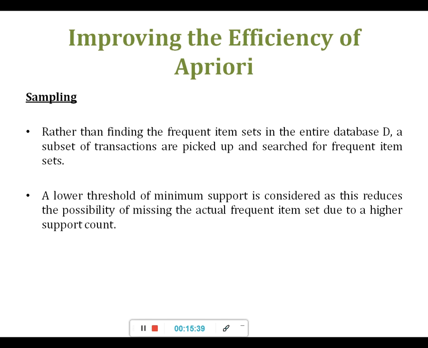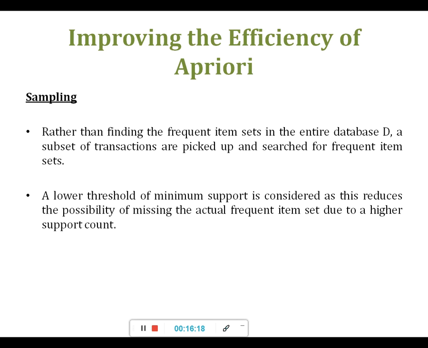How are we selecting the samples? We take a subset of transactions picked from the whole database, and we search for the frequent items in those picked samples only. If we do so, then the minimum threshold that is required will be reduced, which reduces the possibility of missing the actual frequent item sets due to a higher support count.